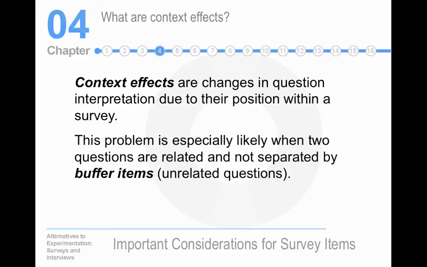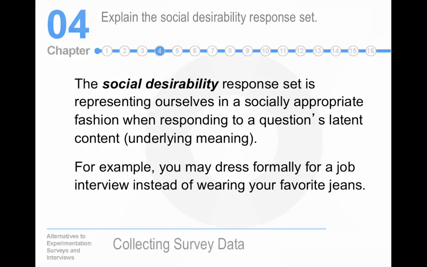Context effects. Don't have previous questions prime future questions. So if you're asking about music or something like that, you might prime it by asking about specific artists. And you want to put some buffer questions in between to cleanse the palate, the mental palate, if you will.